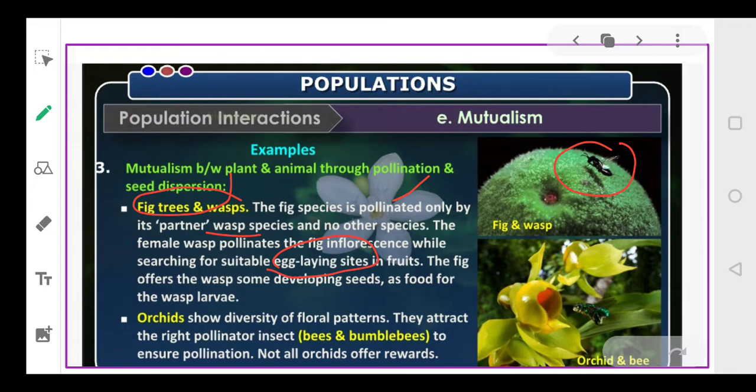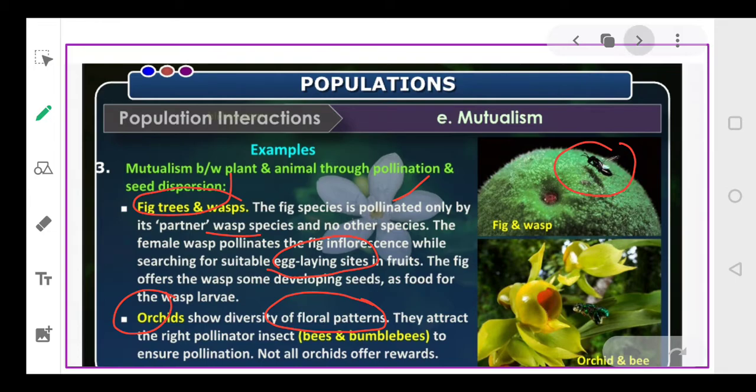Similarly, a very interesting phenomenon has been discovered in the case of orchids. Okay, orchids के केस में एक बहुत इंटरेस्टिंग फिनोमेना ऑब्ज़र्व किया गया है. Orchids basically are plants where you will observe diverse kinds of floral patterns. They have different kinds of flowers, and these colorful flowers attract their pollinators so that pollination can be brought about.